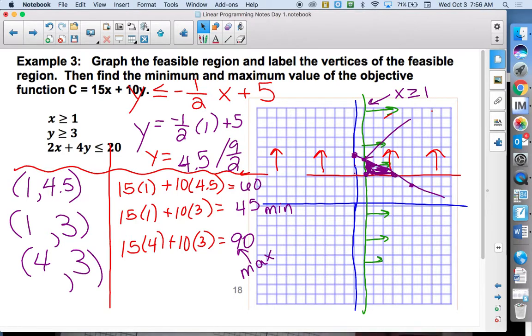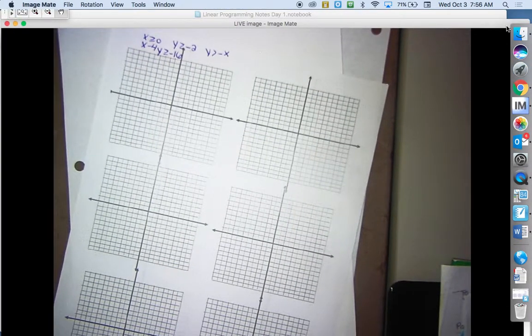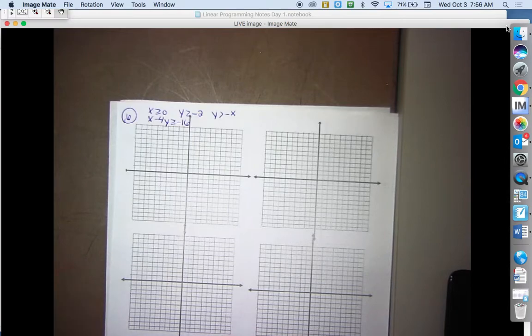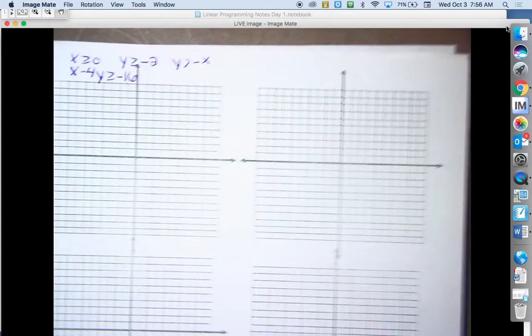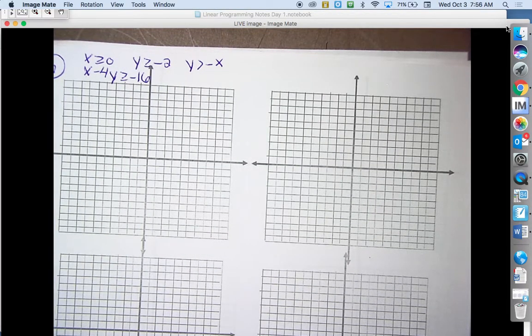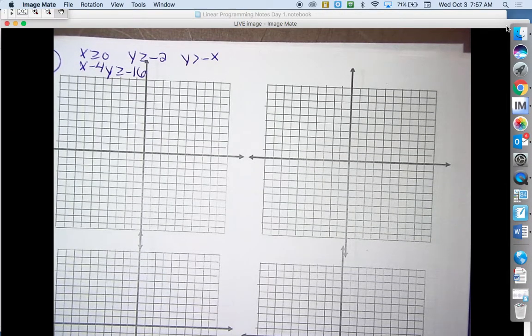So number 6 from the homework. This was the book problem. It gave you 4 inequalities to graph. Those 4 inequalities started with x is greater than or equal to 0, y is greater than or equal to negative 2, y is greater than negative x, and then x minus 4y is less than or equal to 16. So 3 of them already have the variable by itself. That last one we'll have to get by itself.